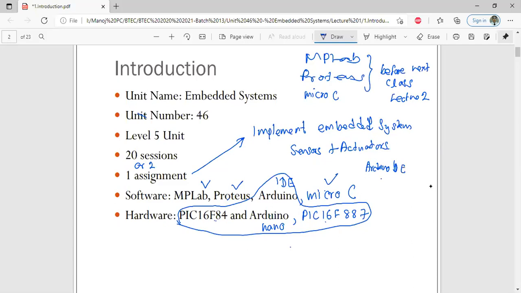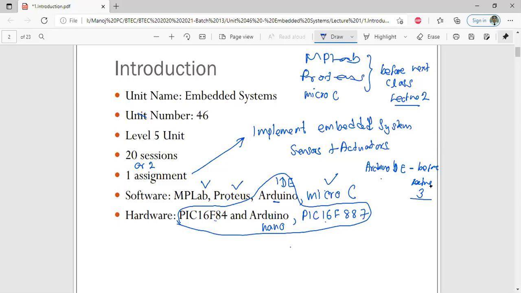Then this Arduino IDE you have to install before lecture number 3. Then try to find the Arduino Nano board at least. If you don't have it with yourself, try to borrow from some of your friends. So this should be installed before next class, and this should be installed before lecture number 3.